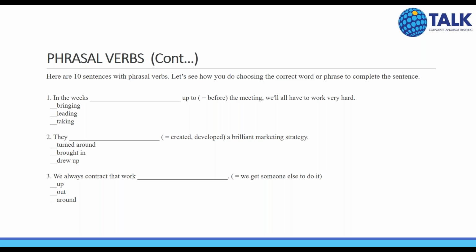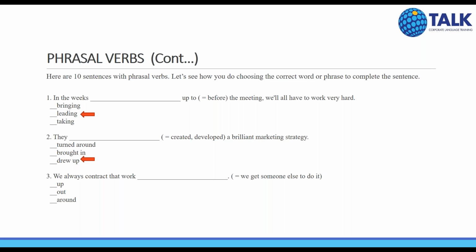So, a very typical phrasal verb. Answer is leading up to. Okay, so that means leading up to the meeting, before the meeting. Number two, they blank, which means created or developed a brilliant marketing strategy. So they created it, they composed it, they thought about it. Okay, they drew up a brilliant marketing strategy. Now, it probably didn't involve any drawing at all, but the fact is, drew up means, in this case, to create it, to initiate, to be the author.